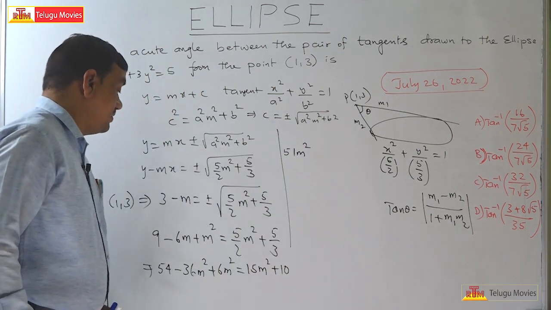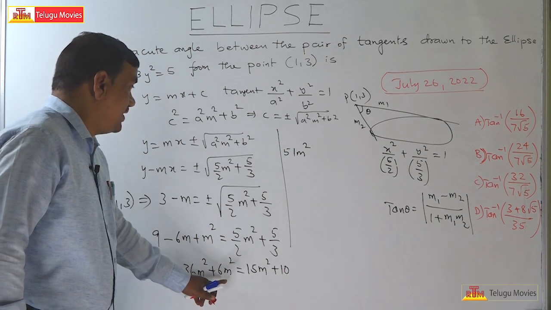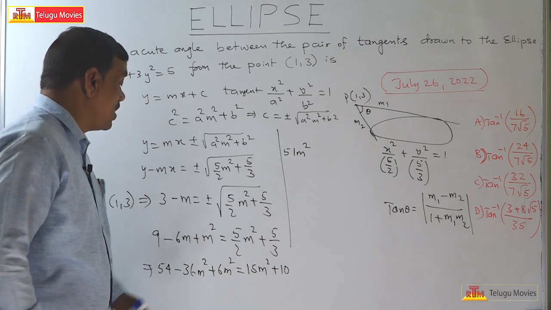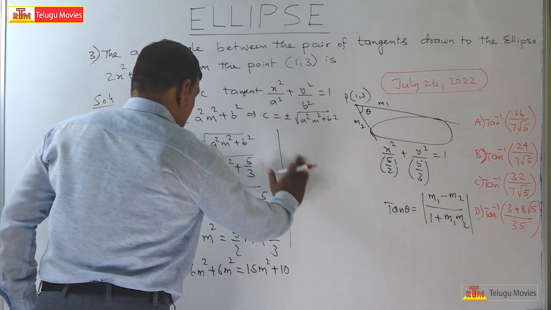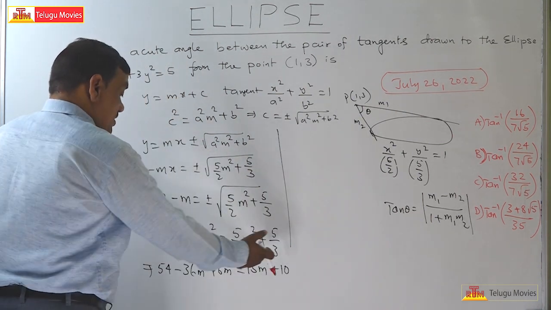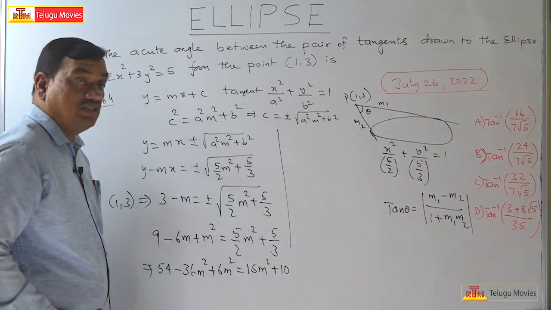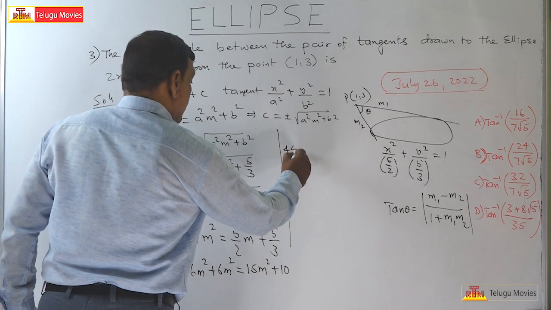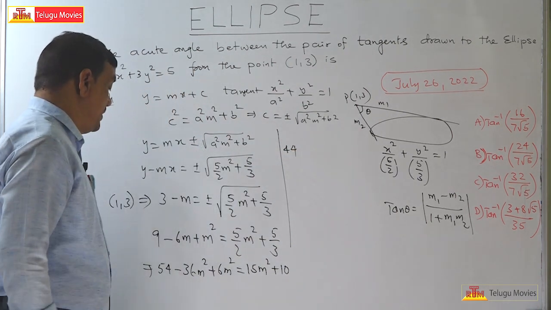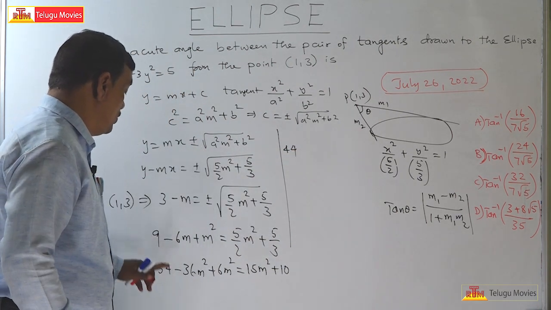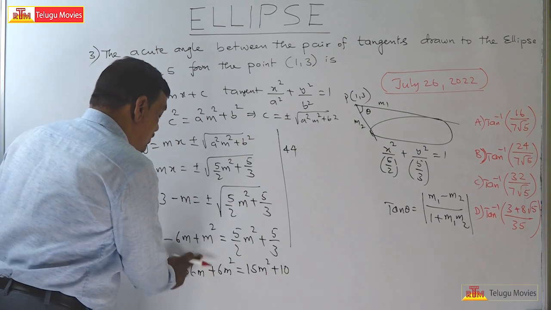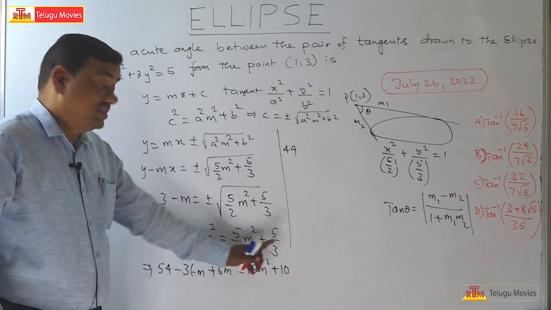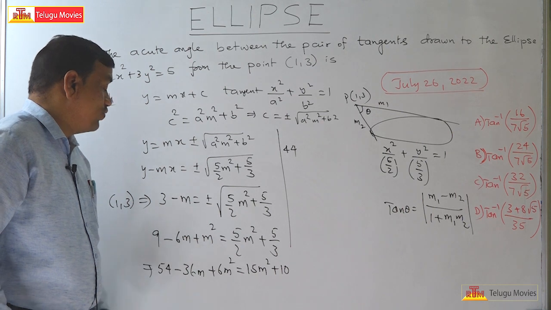So again, sorry, here also one 6m square is there. So altogether we can simplify like this. So here 54 is there. So take this 54 to this side, 44 will be there, and so this is equal to, sorry, here this is only m. So multiply with the 6, 6 sixes are 36, m only, right.